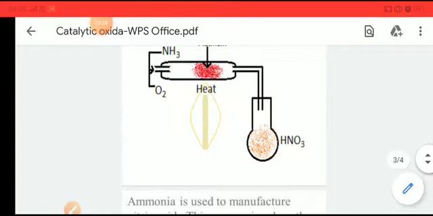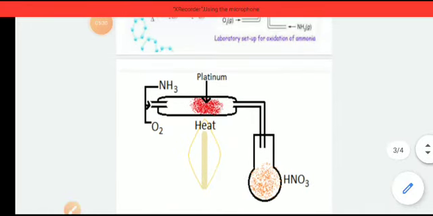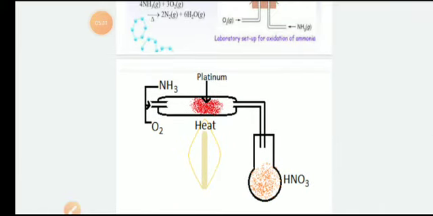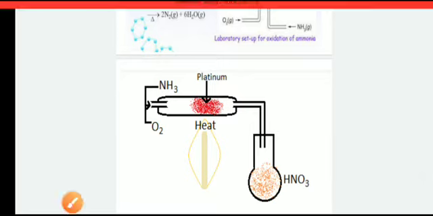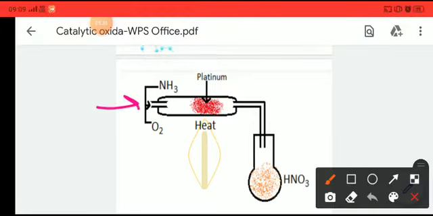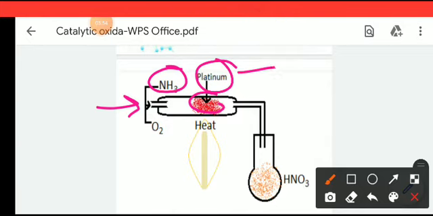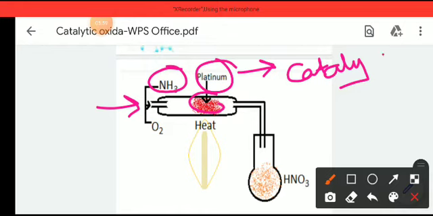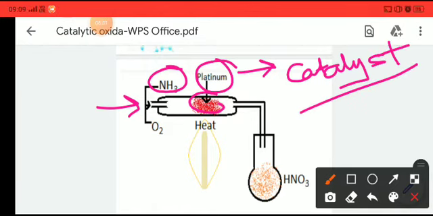So let's explain this process, this catalytic oxidation, by this simple diagram. Here, this is the initiation path. The NH3 and oxygen both enter through this point, and here a platinum tube is being used. Why is platinum being used? Because platinum acts as a catalyst.